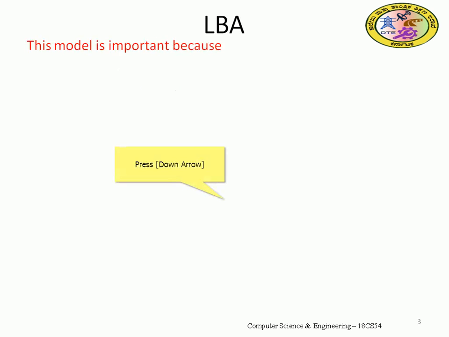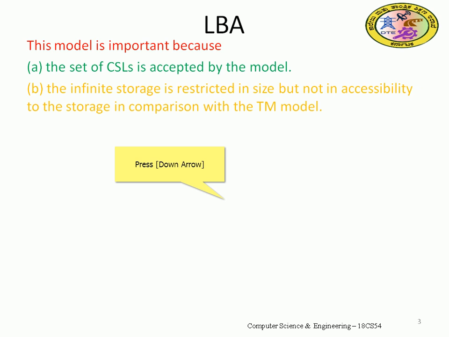At the outset, since the title is variants of Turing machine and linear bounded automata, in order to establish the link for these concepts, we see that for the linear bounded automata, the set of context sensitive languages is accepted by the model. The infinite storage is restricted in size. We have seen that in linear bounded automata some restrictions are put on the size, otherwise it becomes a Turing machine. If you put some restrictions, then it becomes a linear bounded automaton, but not in the accessibility of the storage in comparison with the Turing machine model.